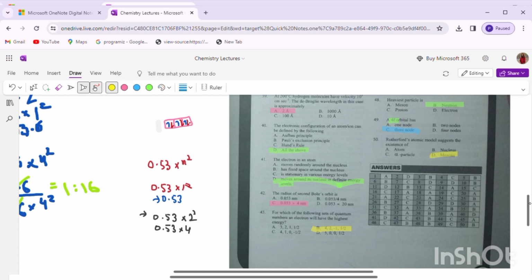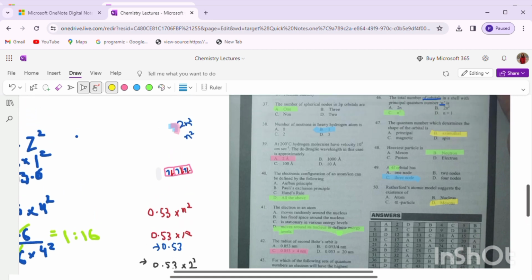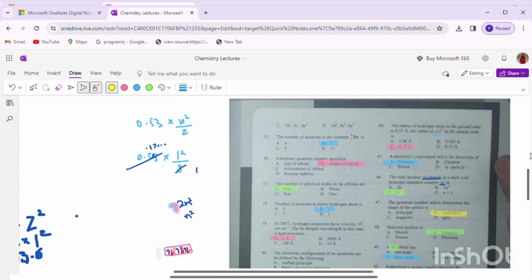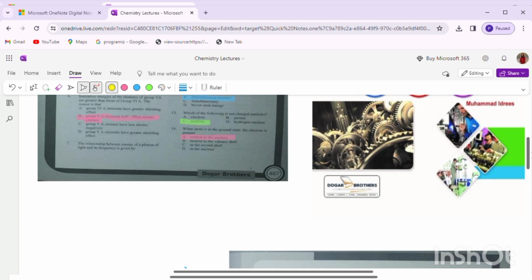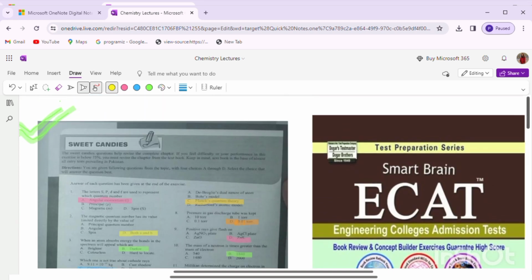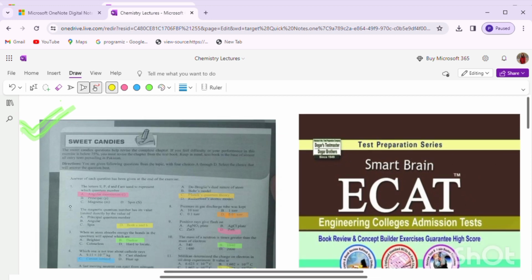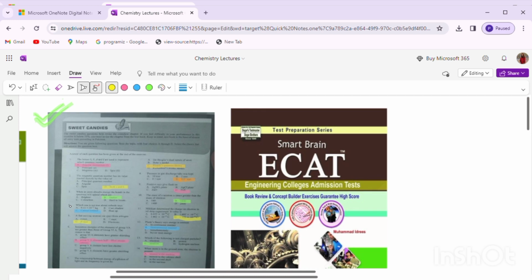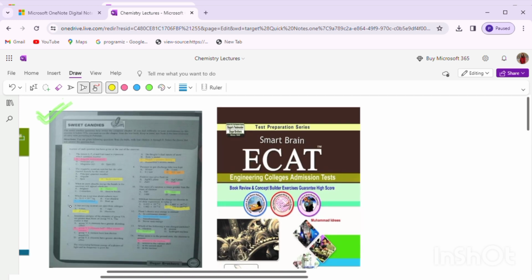Here basically the key is given as well, but today we have solved MCQs from 35 to 50, and this was our last part of solving the MCQs from the Ecat book. From the next video we are going to solve the MCQs from Kips book. After Kips we are going to start our new chapter of chemistry. So this was all for today.